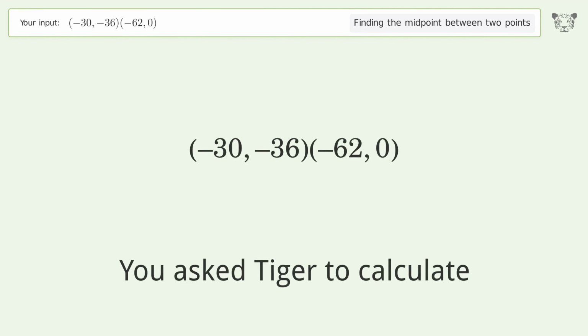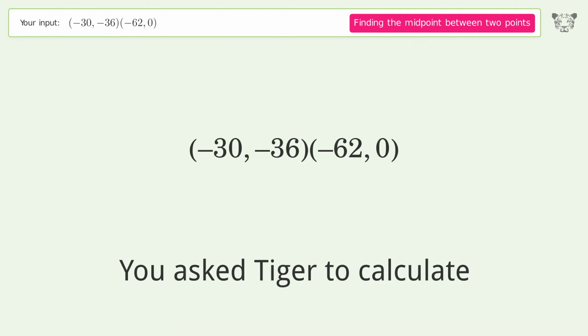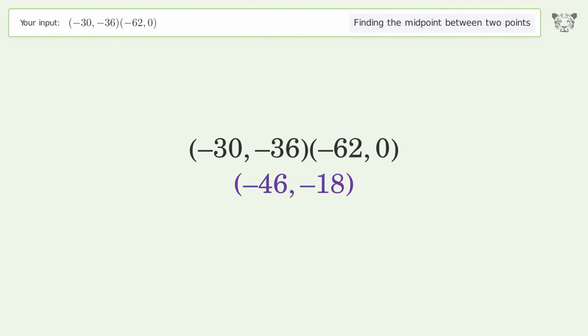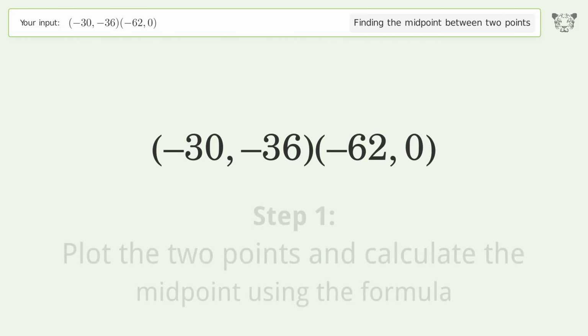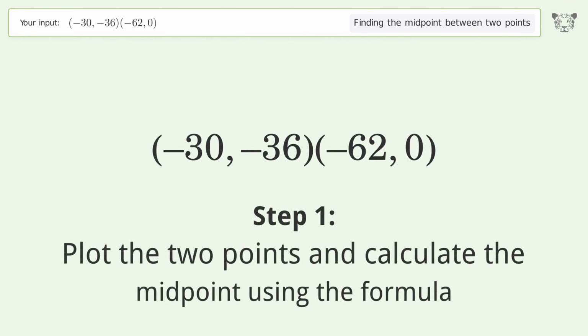You ask Tiger to calculate. This deals with finding the midpoint between 2 points. The midpoint between the 2 points is -46, -18. Let's solve it step by step. Plot the 2 points and calculate the midpoint using the formula.